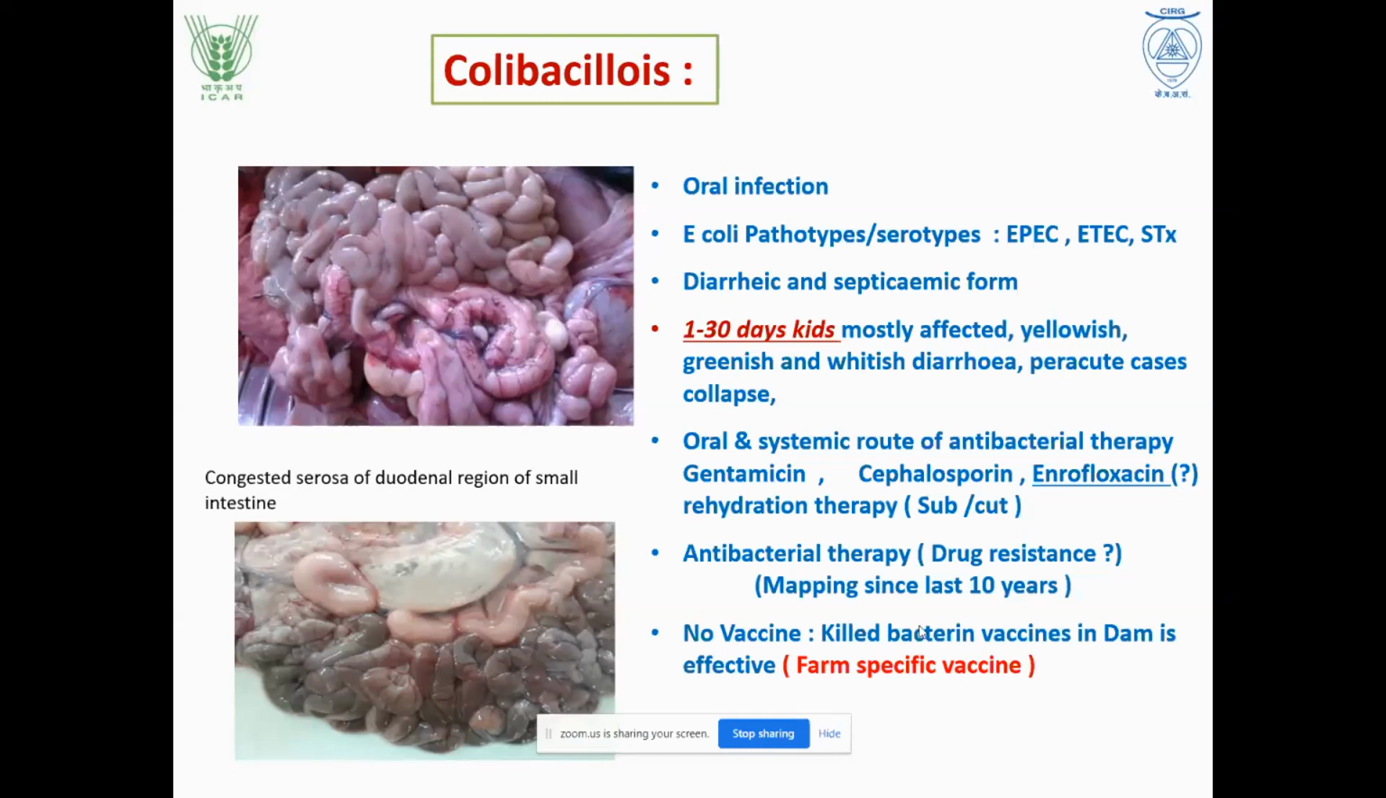If you see vaccination, we do not have any vaccine at present in our country. But we have also experimented in different ways. We utilized the common serotypes in a farm, identified the important serotypes involved, and made a killed bacterium that can be used. This is very effective in providing better passive immunization to the younger animal. But it is a farm-specific vaccine, meaning you are utilizing the commonest serotype.